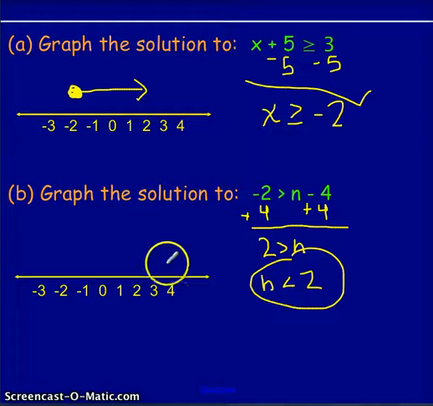Because it's not equal to, I need an open circle this time. Do not fill it in on 2. And all numbers less than 2 are in this direction, again showing an arrow to show that this goes on forever and ever.